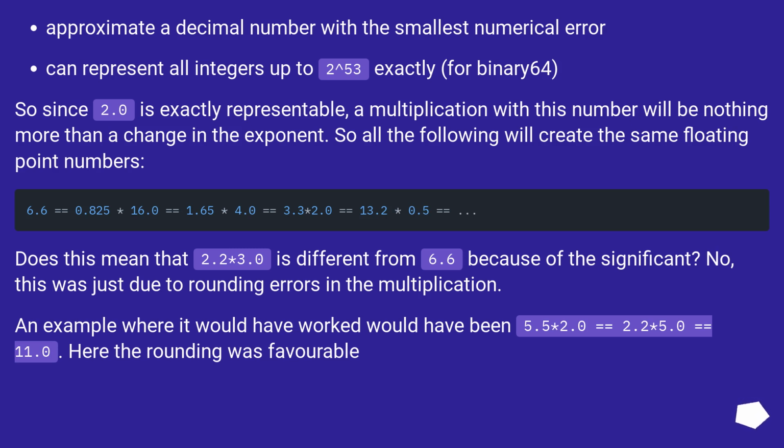Does this mean that 2.2 times 3.0 is different from 6.6 because of the significand? No, this was just due to rounding errors in the multiplication. An example where it would have worked would have been 5.5 times 2.0 equals 2.2 times 5.0 equals 11.0. Here the rounding was favorable.